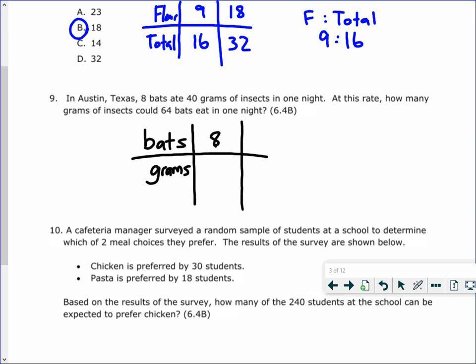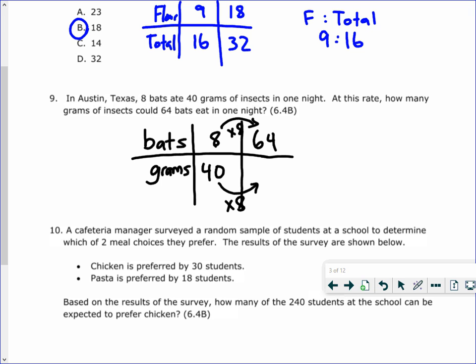8 bats, 40 grams. We have 64 bats. So it looks like to get from here to here, we're going to be multiplying by 8. We go from left to right. So we want to find an equal fraction that has 64 bats. In order to do that, we have to multiply our numerator and our denominator by 8.